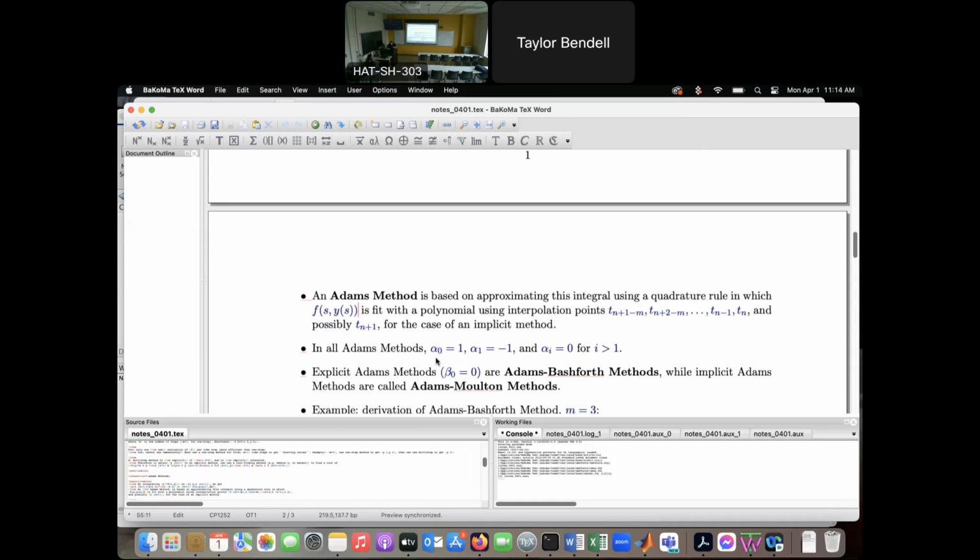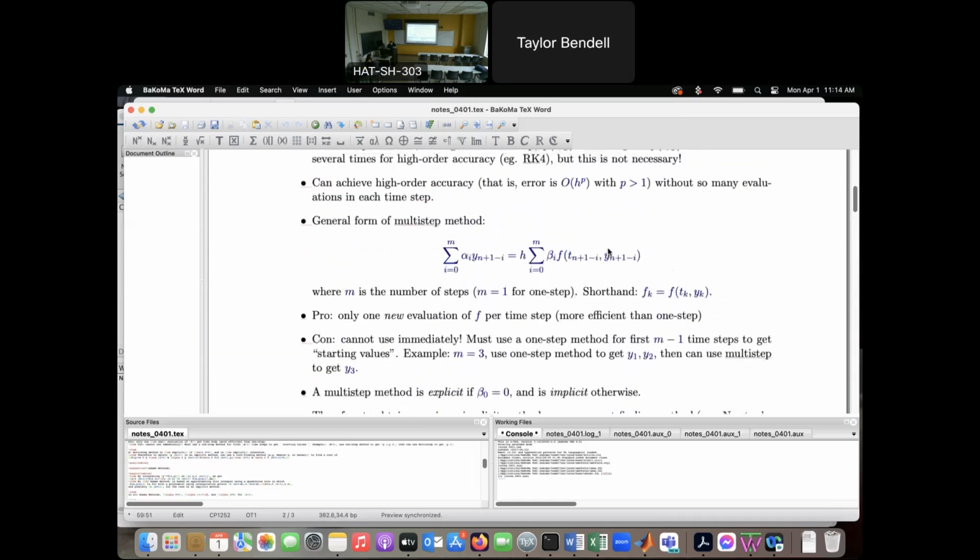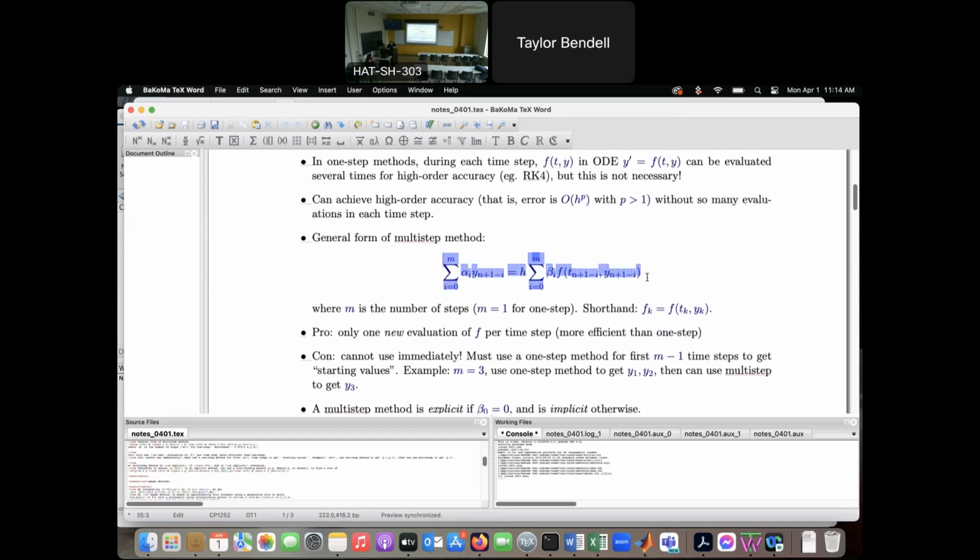Now, in all Adams methods, the alphas are laid out for you. We only have two non-zero alpha values. So alpha 0 is 1, alpha 1 is minus 1, and all others are 0. So in this general multistep method form, the left side of this equation for an Adams method is always yn plus 1 minus yn. That's fixed. Where Adams methods vary is what's happening with these betas over here.